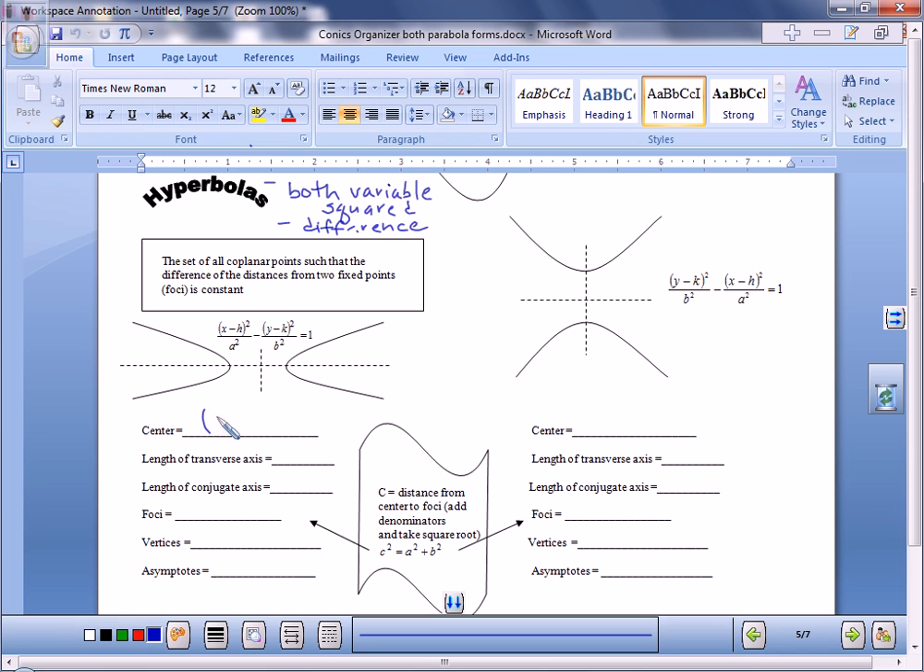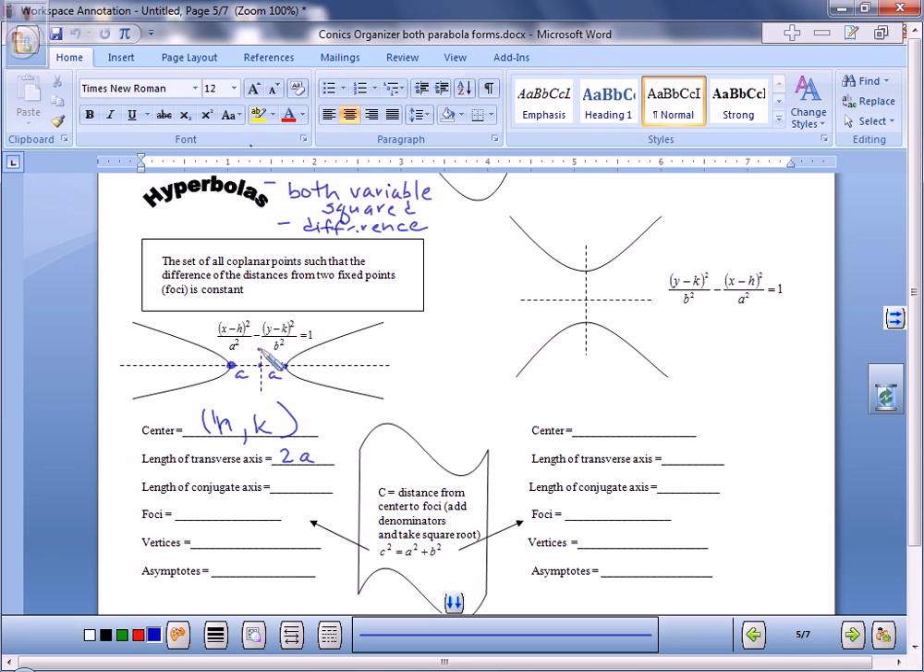All right, so our center is going to be the same, (h, k). Now, if the x is positive, it's going to open horizontally. And if the y is positive, it's going to open vertically. Do y'all see the difference? X positive, horizontally; y positive, vertically. Now, the transverse axis is the one along the way it's opened. So from here to here would be the distance of our transverse axis. When it opens this way, this is a and this is a from our center. So the length of the transverse axis would be 2a.